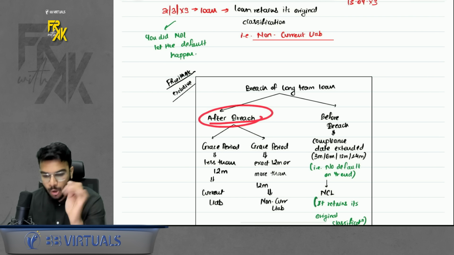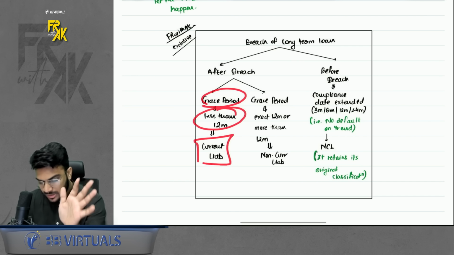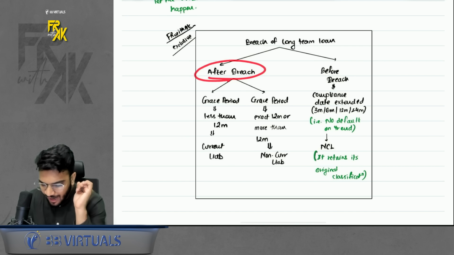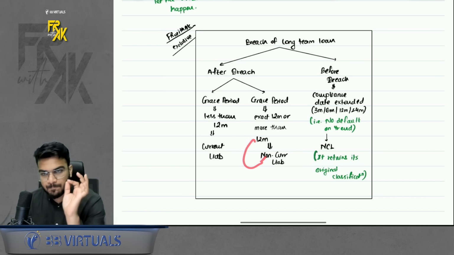Then after the breach, you obtain a grace period. If the grace period is of less than 12 months, the loan stays at current only. If after the breach, you obtain a grace of exact 12 months or more than 12 months, then the loan will again become non-current. Acha.